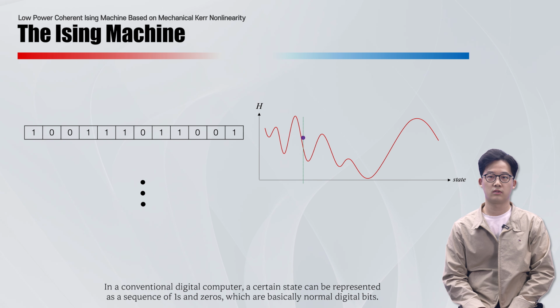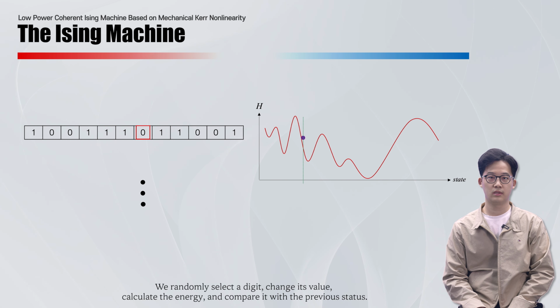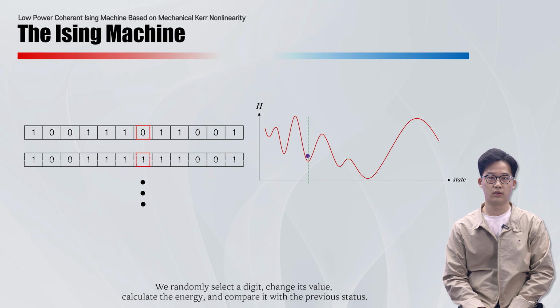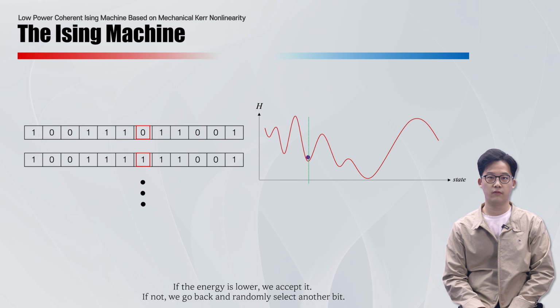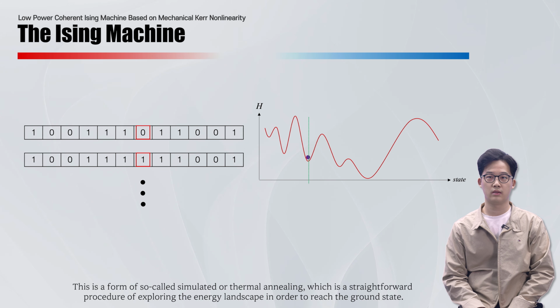In a conventional digital computer, a certain state can be represented as a sequence of ones and zeros, which are basically normal digital bits. We randomly select a digit, change its value, calculate the energy, and compare it with the previous status. If the energy is lower, we accept it. If not, we go back and randomly select another bit. This is a form of so-called simulated or thermal annealing, which is a straightforward procedure of exploring the energy landscape in order to reach the ground state.